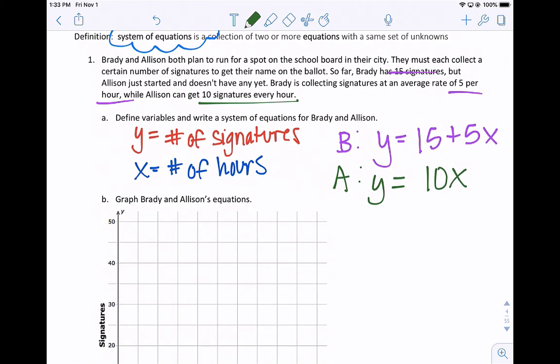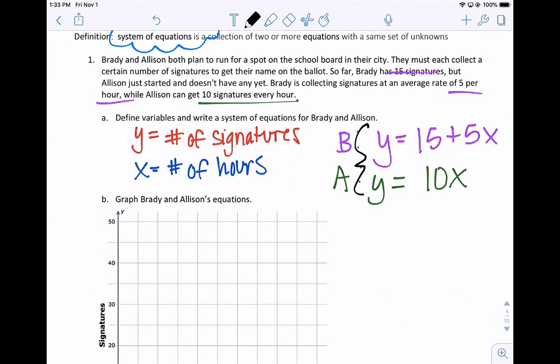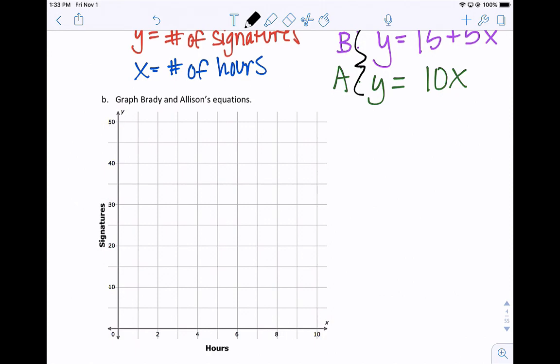So this is the new part. This is called a system of equations, when you have two or more that look at the same information, the same variables, signatures and hours in this case. All right, let's graph these equations right here. So I'm going to start with Brady's.